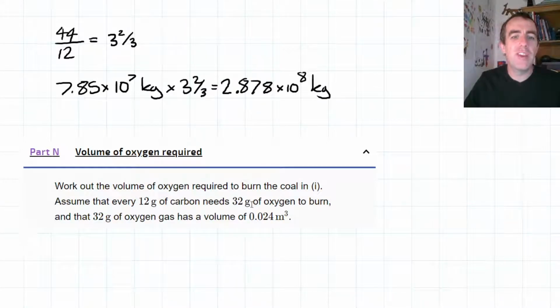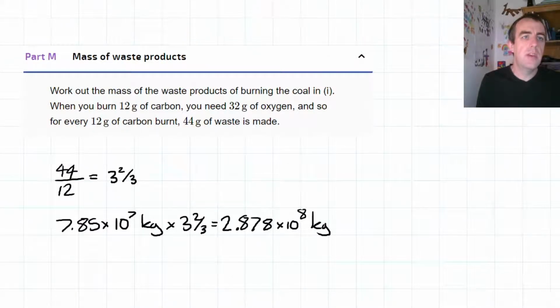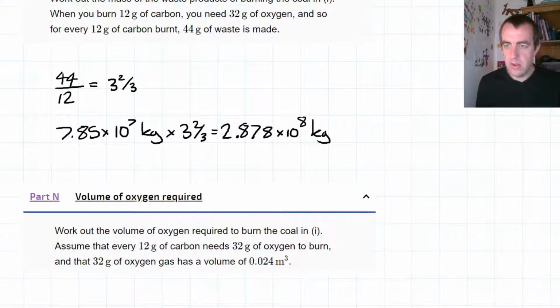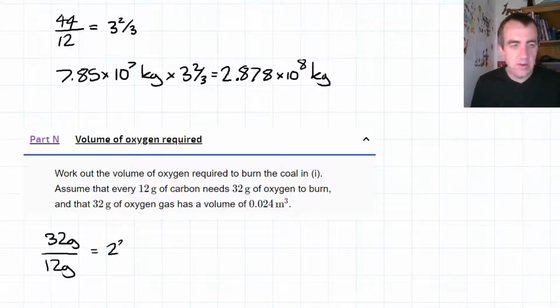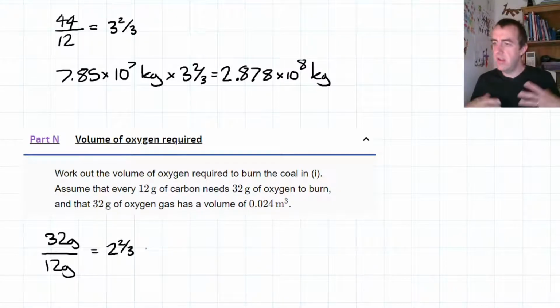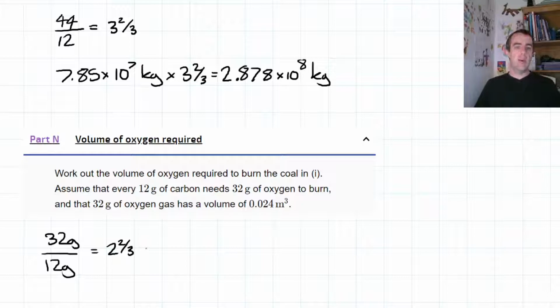Work out the volume of oxygen needed to burn. So, right, 32 divided by 12 is 2 and 2/3. So I need 2 and 2/3. In fact, I'll write the working down. So we have 32 grams of oxygen for every 12 grams of carbon. So that's 2.67. That's the factor change, the factor of the mass of oxygen we need compared to carbon.